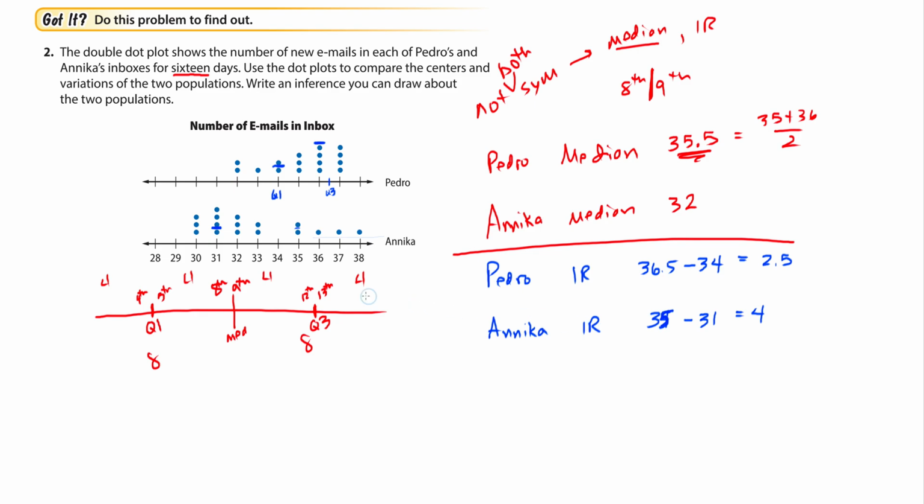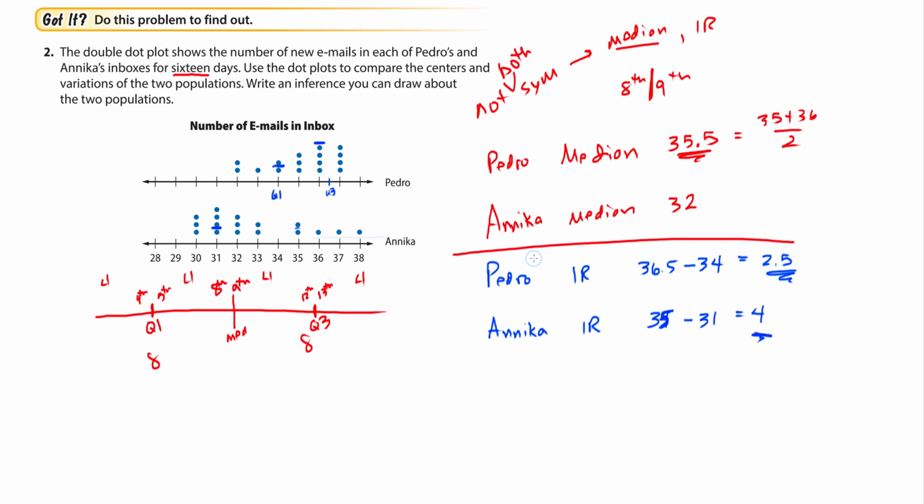The interquartile range for Anika's is more than for Pedro. Its interquartile range is 4 compared to 2.5. So in general, Anika's are more spread out, and that looks to be the case, even though they messed up and put 17 dots for 16 days. The dots for Anika are more spread out. Visually, that's true, but the interquartile range is saying that that's true as well. 4 is bigger than 2.5.